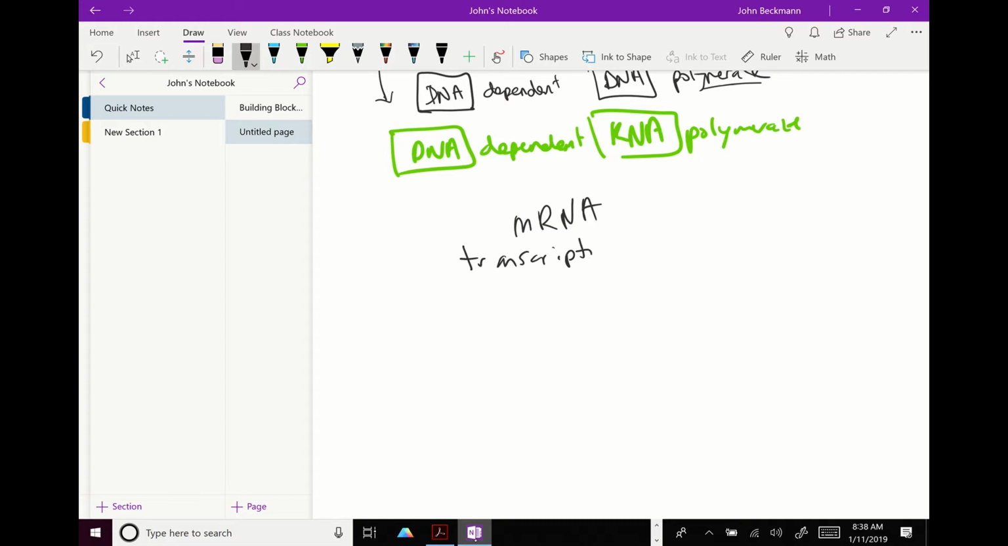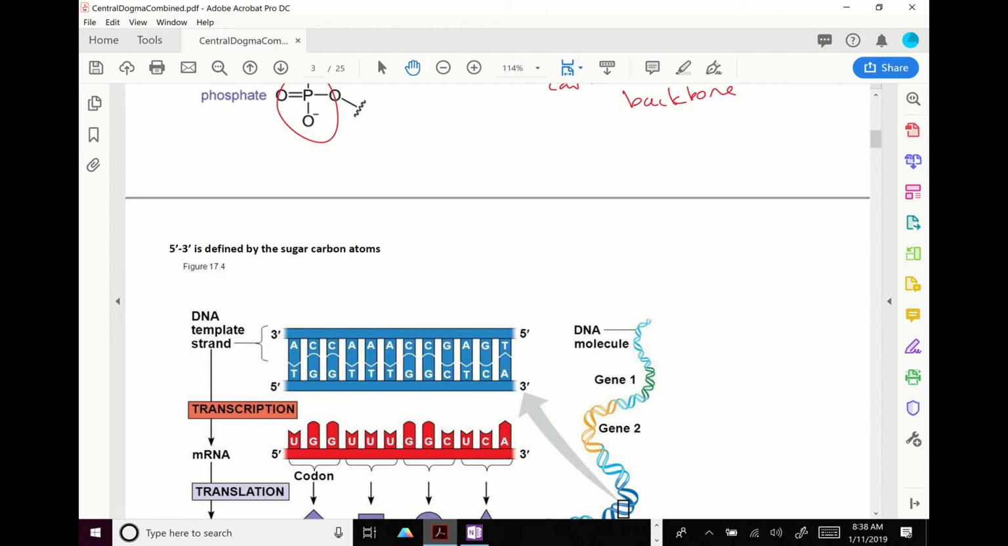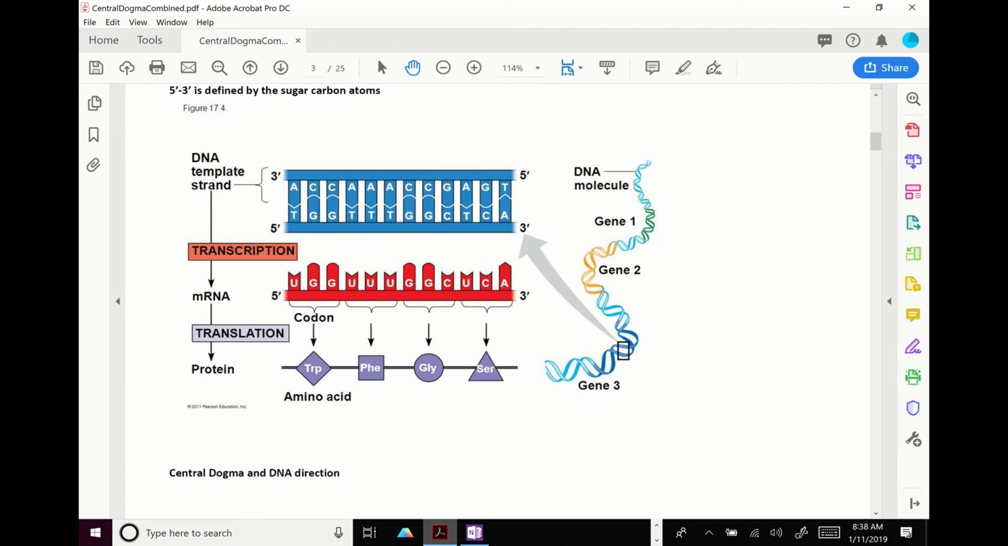You want to know these words like the back of your hand. You want to know replication, transcription, translation, and you want to not get transcription confused with translation. You got to just be able to rattle that off. Okay. So how is transcription controlled? Let's look at our handout. So here's the figure on central dogma. You guys have all seen that before.